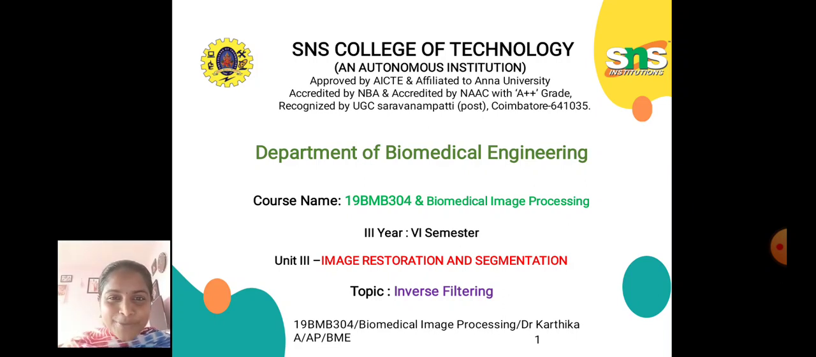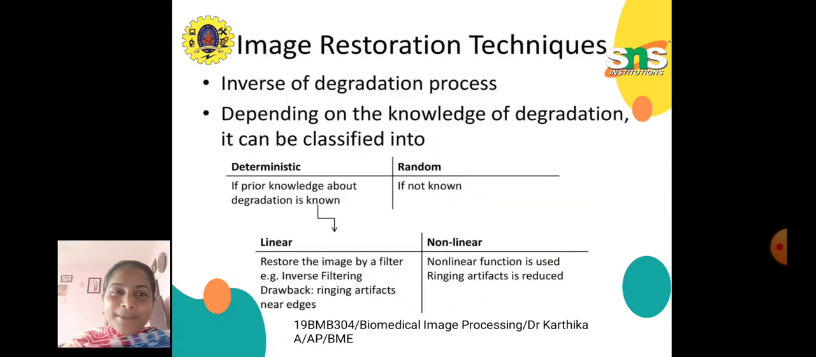Today we are going to discuss inverse filtering in image restoration and segmentation. In image restoration techniques, we have to consider the inverse of a degradation process. Depending on the knowledge of degradation, it can be classified into deterministic, random, linear and non-linear. In deterministic, prior knowledge about degradation is known. Random if not known. Linear, restore the image by a filter, example, inverse filtering. Here the drawback is ringing artifacts near edges. And in non-linear, a non-linear function is used and ringing artifacts are reduced.